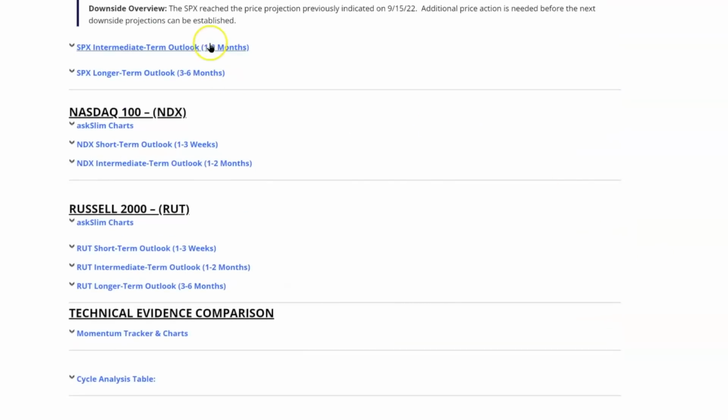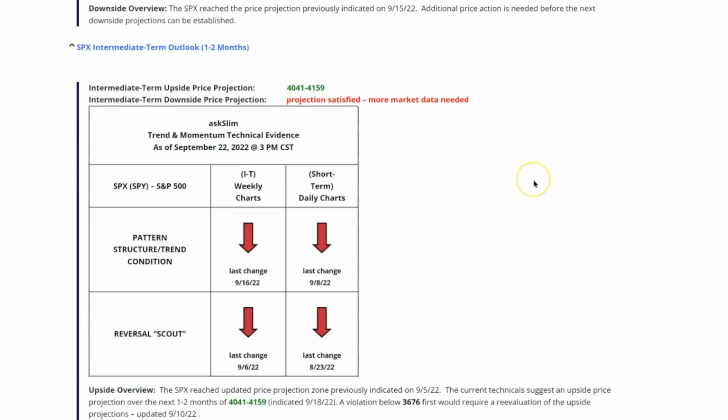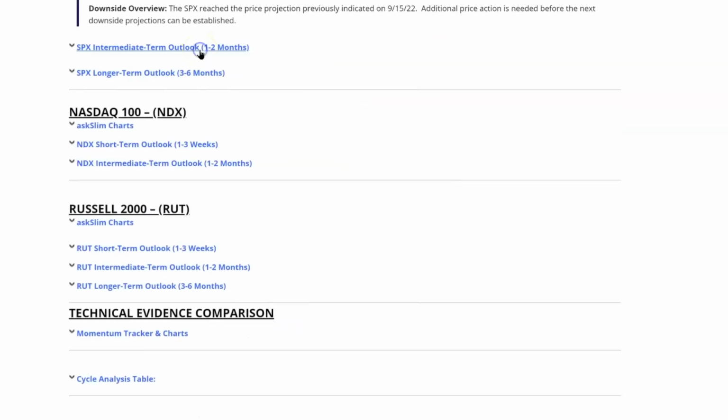Let's take a look at the intermediate outlook, which is 1 to 2 months, and you can see the same thing, really looking quite negative. You're going to need to get some very significant changes in the momentum conditions in order to get this fourth quarter rally that we think is going to happen, this rebound. So you're going to need some really good rebounds to change that 1 to 2 month outlook.